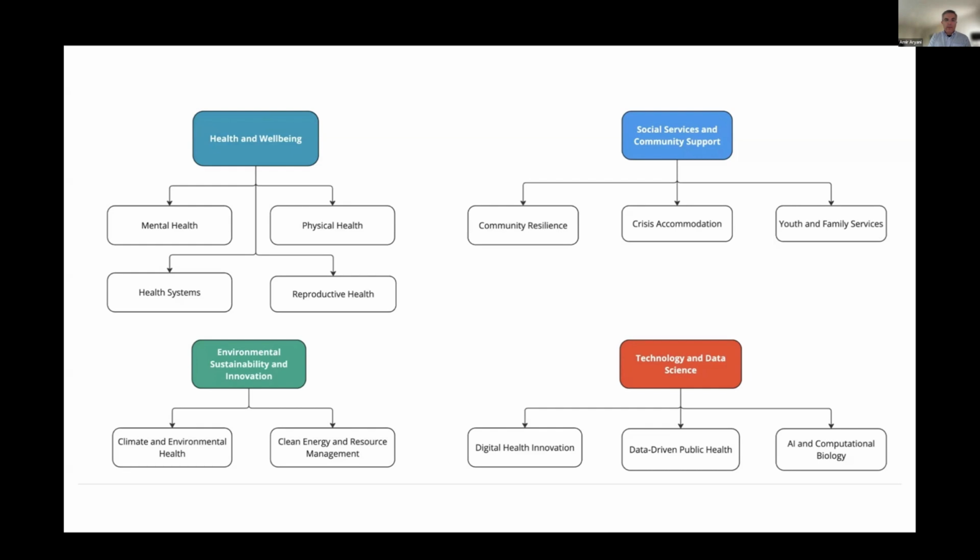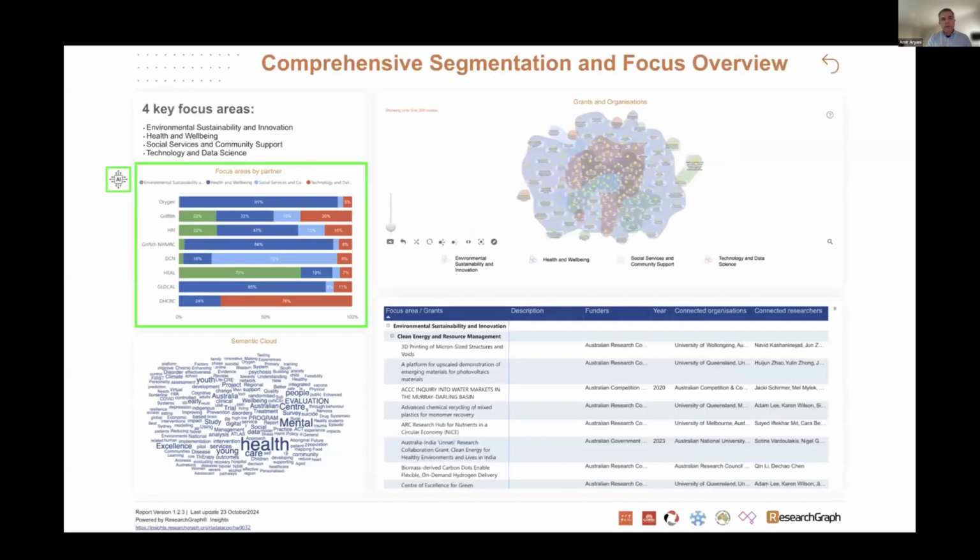Now, under health and well-being, the projects in this group go into mental health, physical health, health systems, and reproductive health. Under social services and communities, again, we have community resilience, crisis accommodation, youth and family services, and so forth. The next component is that they put these things into a visualization that helps these partners get insights out of this project.